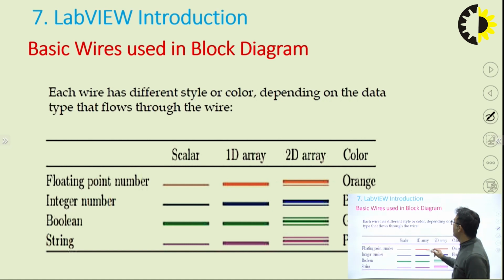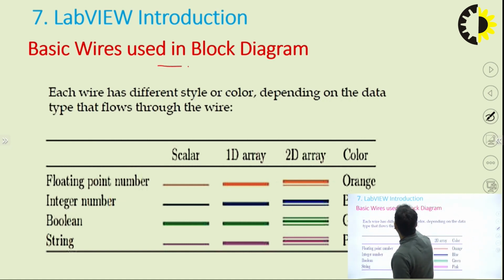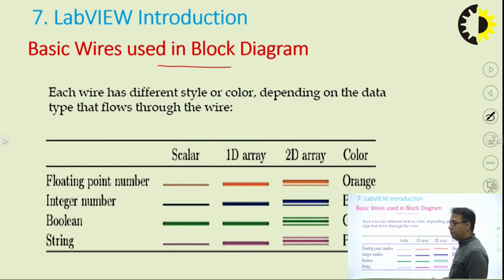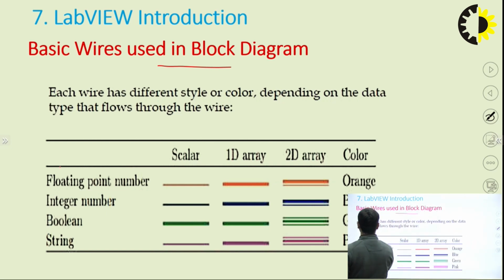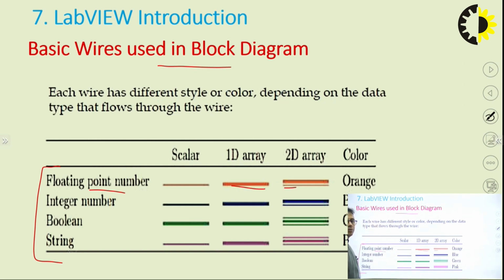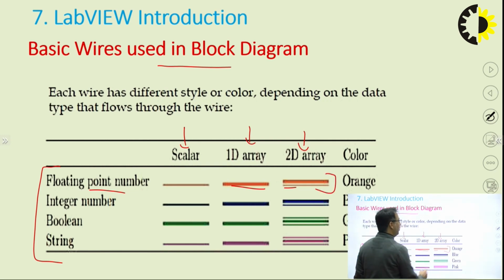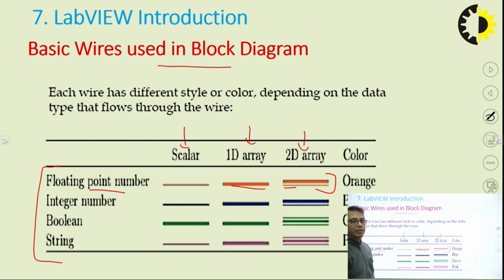Now next is what types of wire are used in this block diagram. There are basically 4 types of wire which indicate different data types. For floating number, an orange color wire is used, but again we have to see whether the data coming is a scalar quantity, 1D array or 2D array. So accordingly the shape of this orange color wire changes.